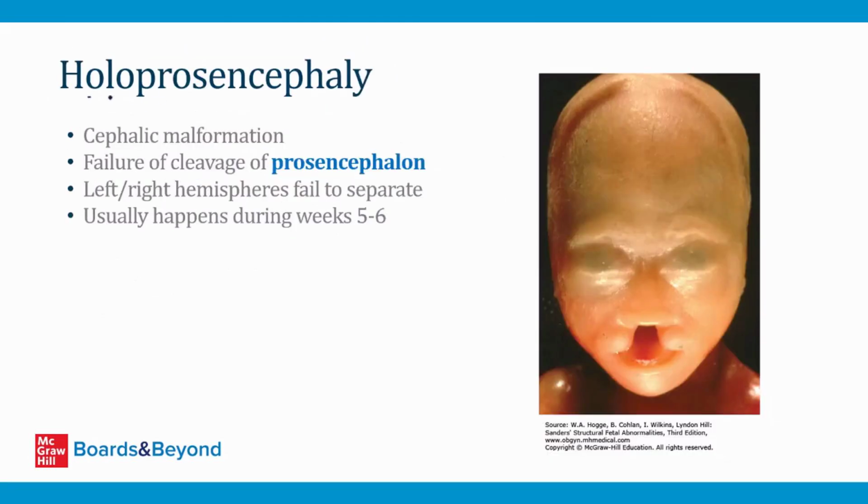Okay, next let's talk about holoprosencephaly, which is another neurocongenital defect, but this is not a neural tube defect. Holoprosencephaly is classified as a cephalic malformation, and the cause of this condition is failure of cleavage of the prosencephalon. We talked about the prosencephalon earlier in this video. It's one of the vesicles or bulges of the early neural tube, and it goes on to develop into the brain. And it should be cleaved in half to form the left and right hemispheres of the cerebral cortex. This usually happens around 5 to 6 weeks of development. But if that cleavage doesn't happen, then the baby can be born with holoprosencephaly.